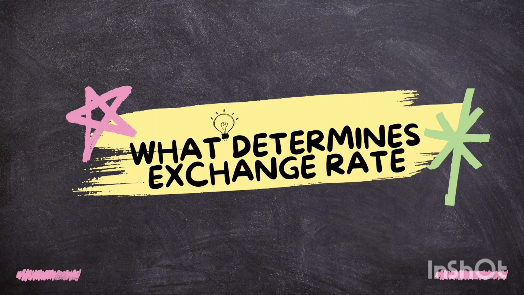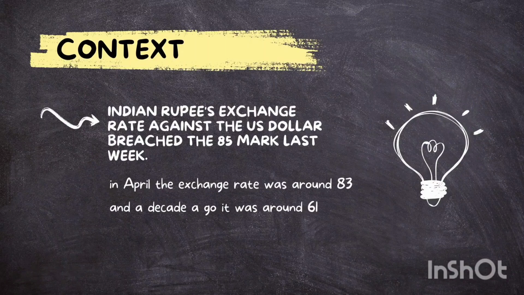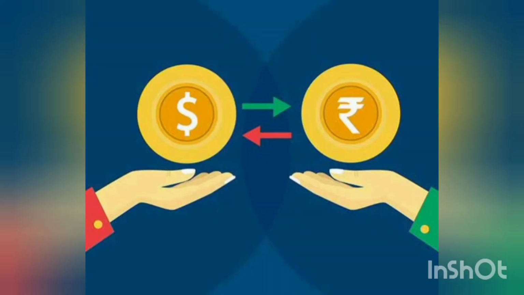Now, before knowing what determines the exchange rate, we should understand the context of why we are discussing exchange rate. So, we know that the Indian rupee's exchange rate against the US dollar breached the 85 mark last week. In other words, we have to pay rupees 85 to buy $1. In April, this exchange rate was around 83, and a decade ago, that means 10 years ago, it was around 61. So as such, the rupee has been weakening in value relative to the dollar. So this is a long-term trend.